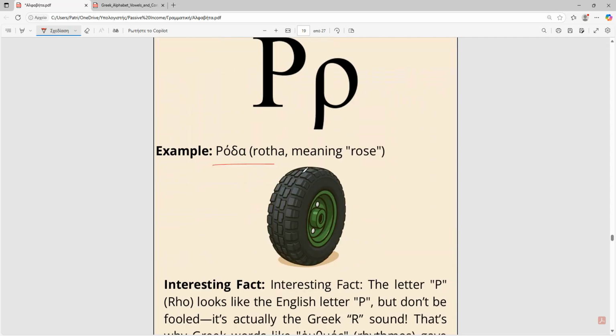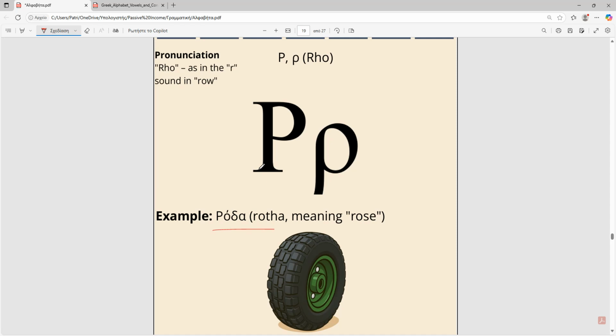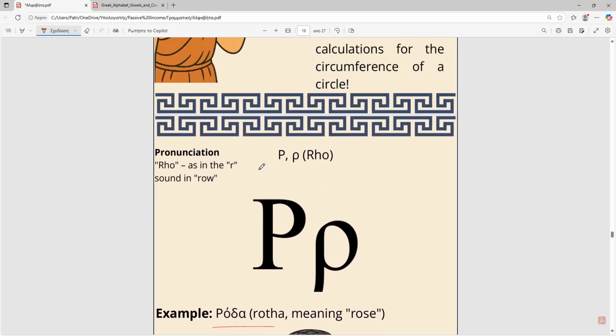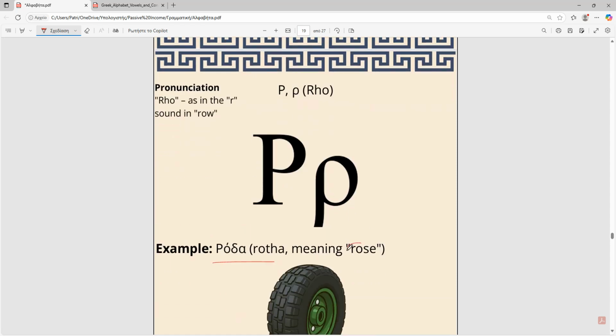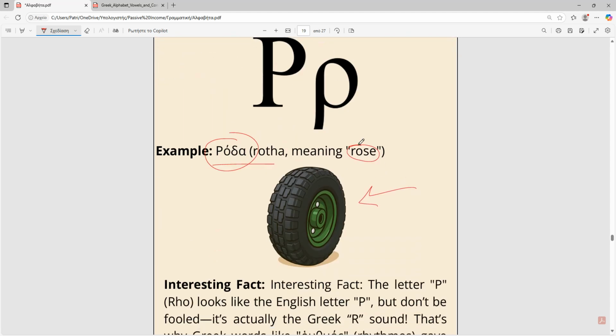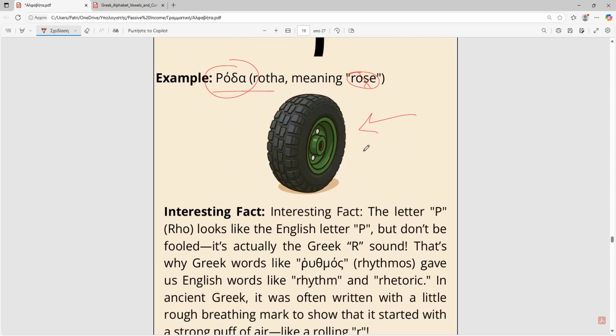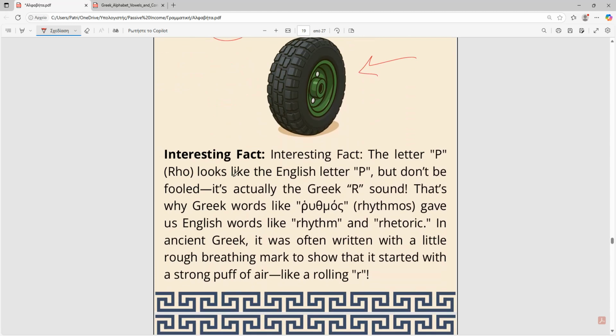Then we have ro, like roda. Oh, I made a mistake here. I'm going to fix this one. It is not rose. It is roda. It is the wheel, basically, as you can see here, and it is called ro. And an interesting fact is that the ro is a little bit difficult sound, like the Spanish r, let's say. This is the sound.